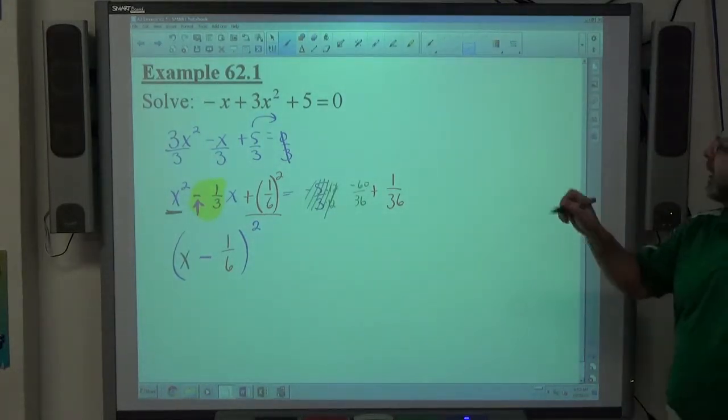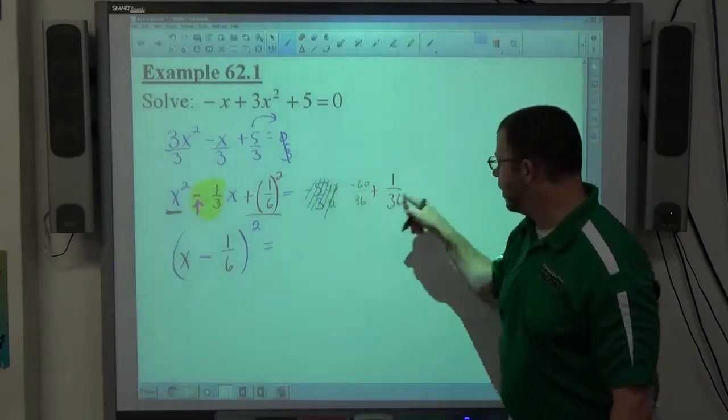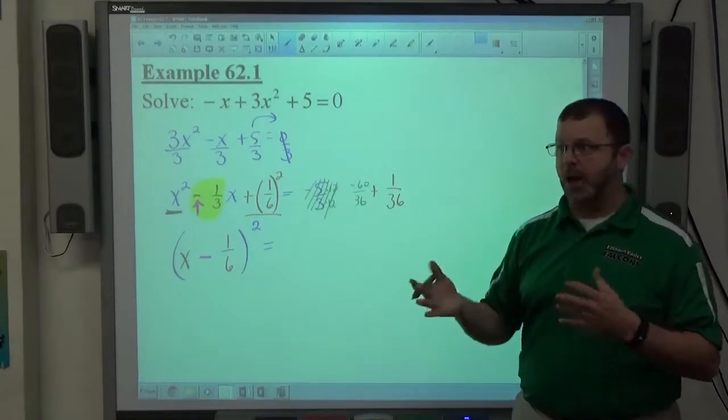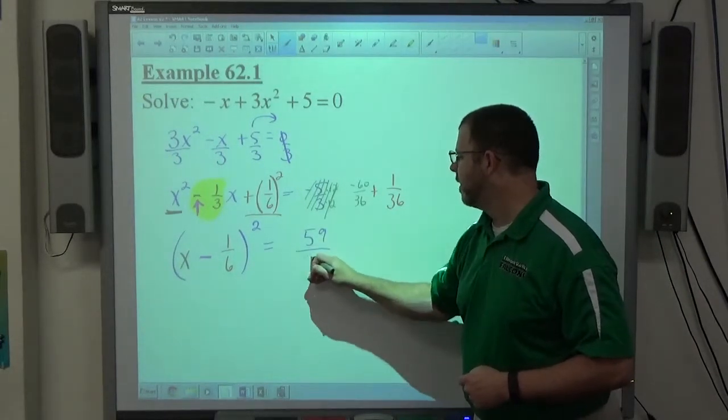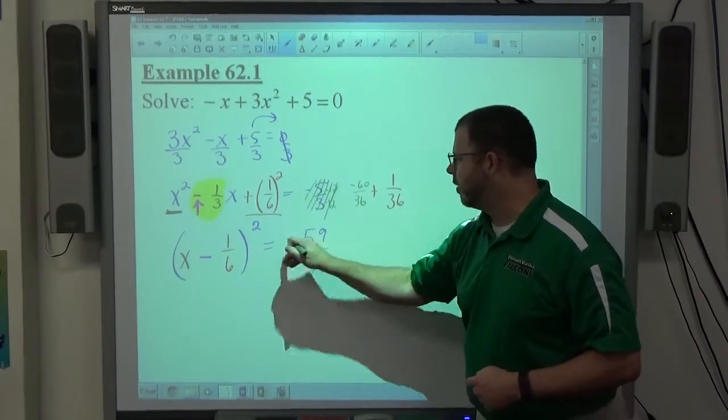All right. The right-hand side is whatever the sum of these two things is. I say the word sum, but add or subtract based on sign. These signs are different, so I subtract. And 60 is bigger than 1, so I'm going to go negative.